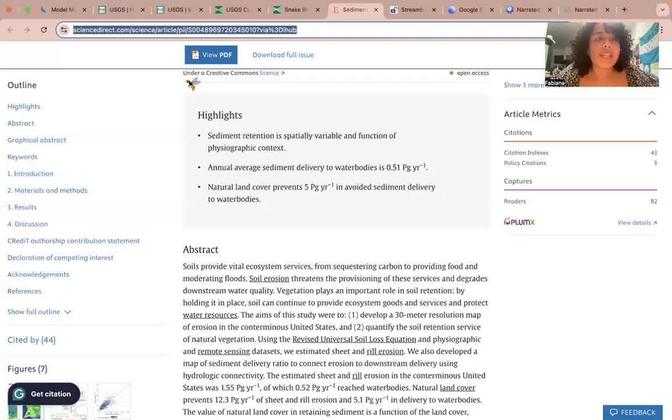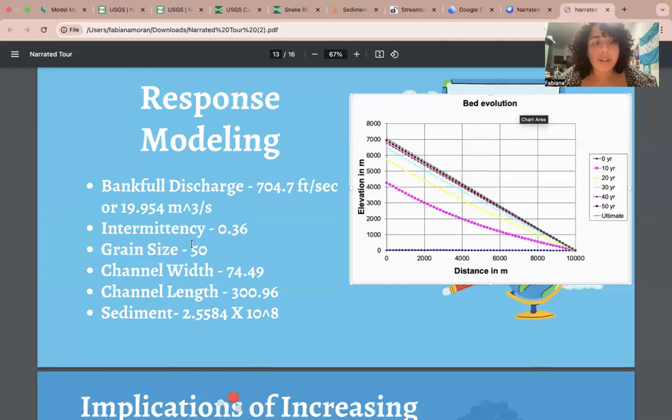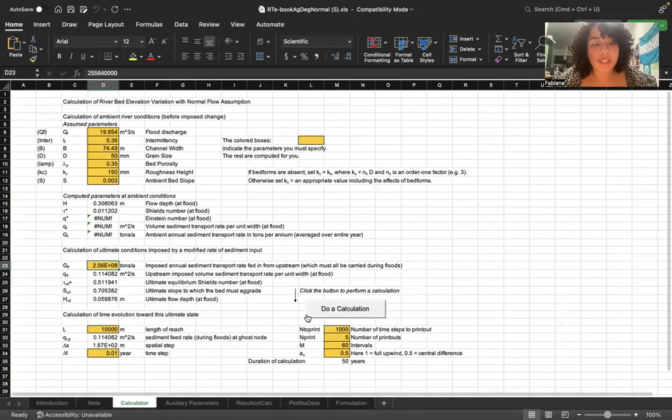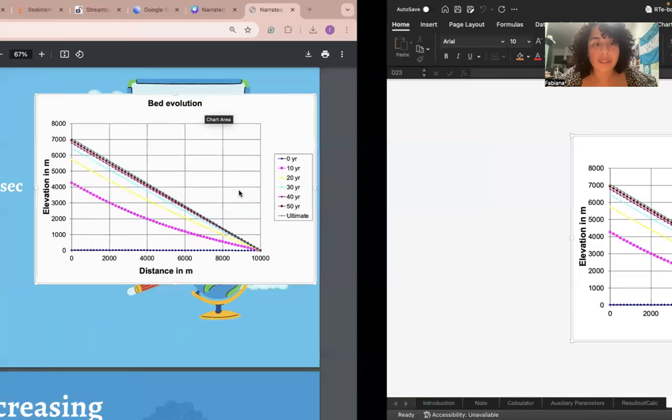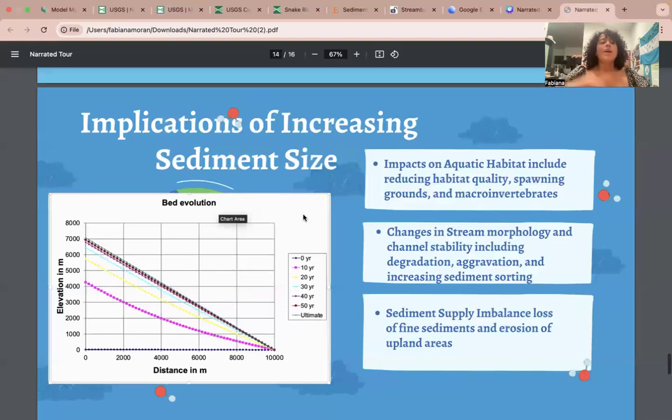So once I added every single variable presented here inside of my Excel sheet and I clicked on calculate, this was the bed evolution I would see over the next 50 years. So we're specifically going to be looking at this line. If we're looking at the implications of increased sediment size over the next 50 years, we are going to see impacts of aquatic habitats reducing quality and spawning grounds. This basically means when fish lay their eggs, they're more likely to get eroded and not be able to come to full fertilization because of the increased sediment size. It's going to be pushing everything a lot heavier.